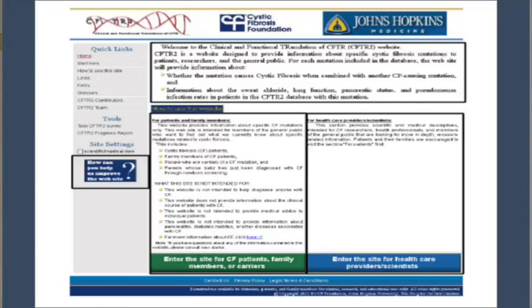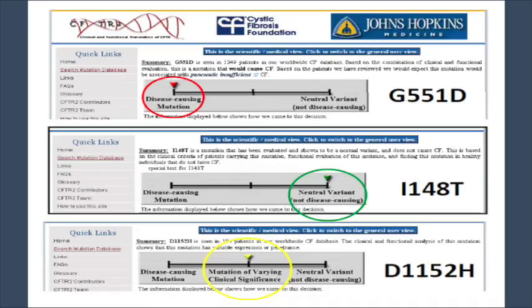There's a patient and family side to that. So if you just type in CFTR2, do a Google search, you'll find this. And this is just an example of how it would walk you through. You put in your designation, and it gives you a kind of a review of what's out there, how do patients generally do with the mutation, and what type of mutation it is.